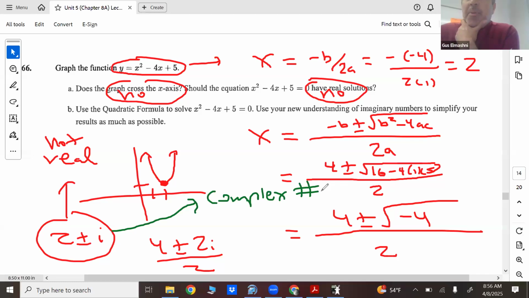Okay, we call it a complex number because it's both real and imaginary. What's the real number here?